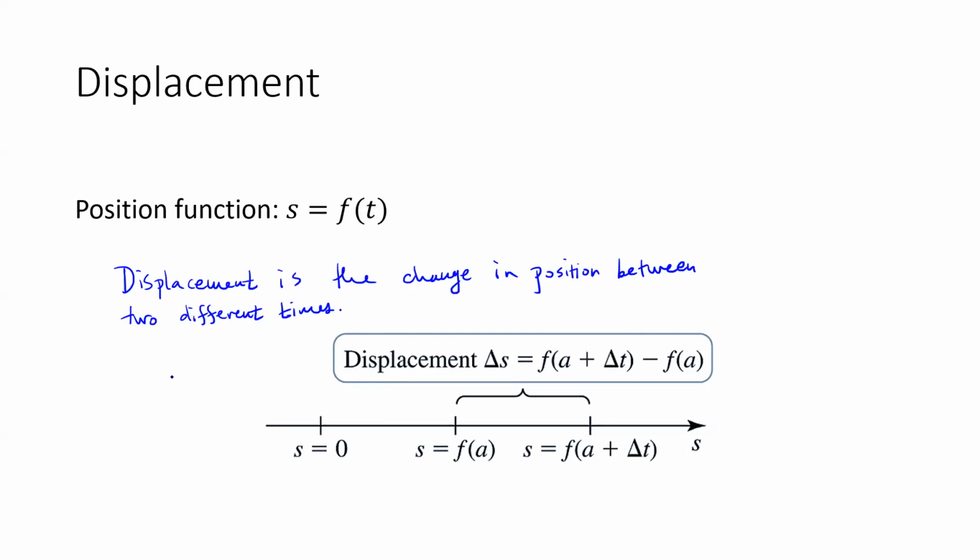Okay. Or what we see here is just the change in s. And we're also looking at a change in time, right? So delta t would be our change in time. Okay, then our displacement here would be the change from f of a to f of a plus delta t.